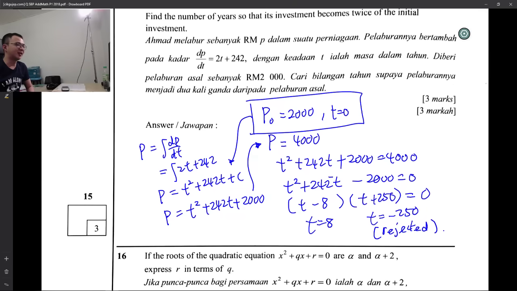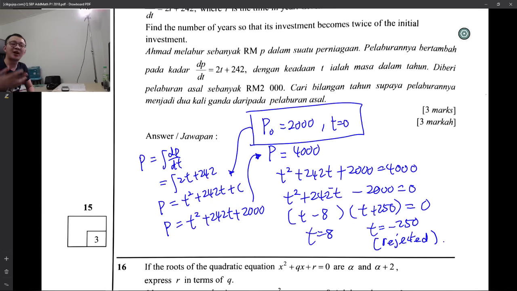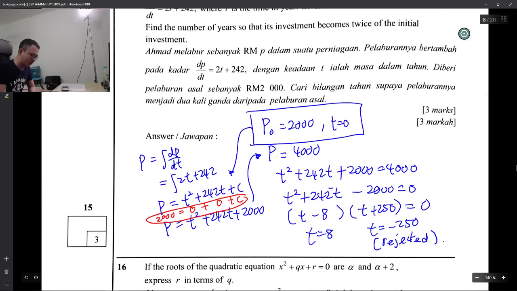Okay, so I hope you can understand how to solve this kind of question. So, find the number of years for the investment to be twice. After 8 years, you will get twice the amount. Yeah, how to get c equals 2,000? Okay, we skipped some steps here. Imagine I sub in p equals 2,000, t equals 0: 0 plus 242 times 0, 0 plus c. Then 0 plus 0 plus c equals 2,000, so c equals 2,000. Just sub t equals 0 into the equation, and you should get c equals 2,000.